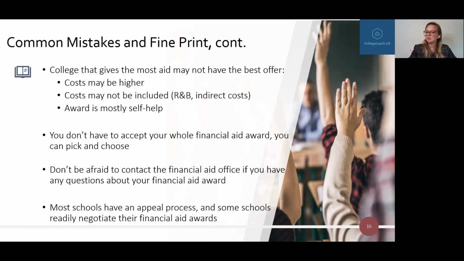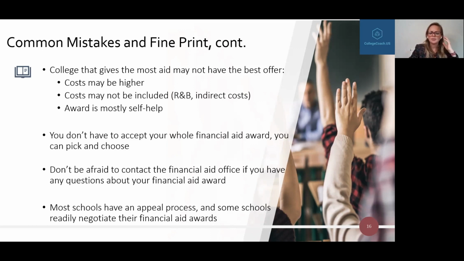Know that you don't have to accept your whole financial aid package. You can pick and choose. You don't have to accept the loans. You don't have to accept certain things. And if some of the terms really don't work for you or don't work for your family, you're not obligated to take that money.